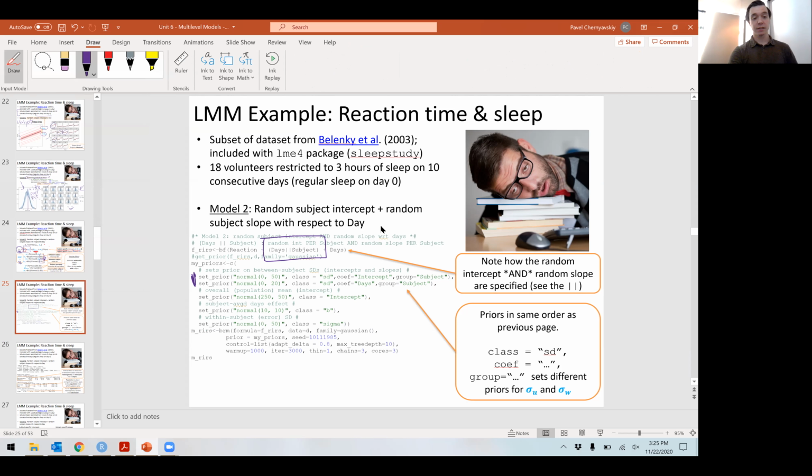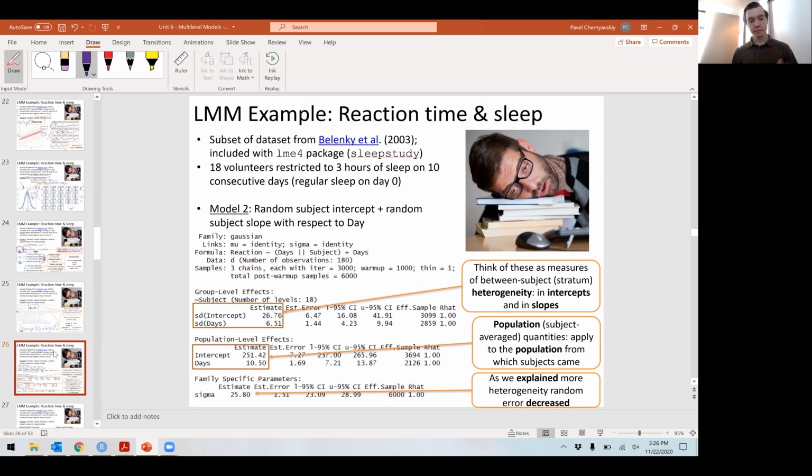See how that works? The intercept is included automatically. It looks like this: days, 2 vertical lines, subject. The random intercept is included in this automatically. You don't have to write 1 plus days subject. This is a more efficient way, and it includes the random intercept automatically.